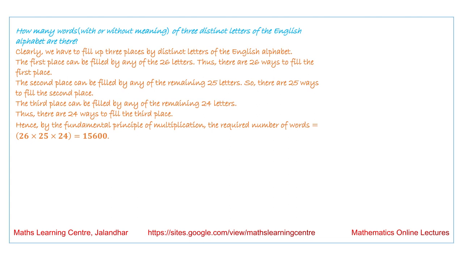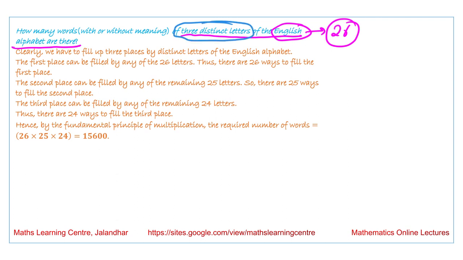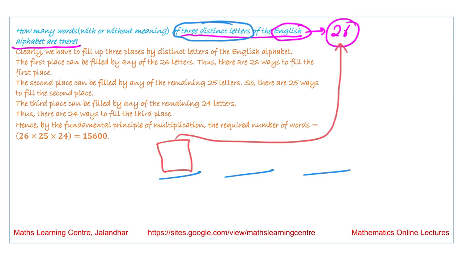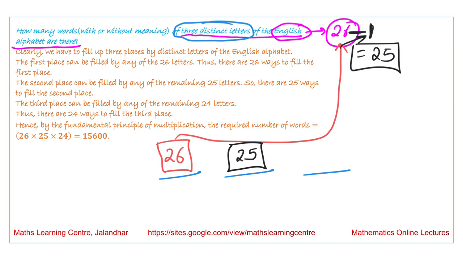Next is how many words with or without meaning of 3 distinct letters of the English alphabet are there. So the total number of alphabets in English is 26. And the letters we have to choose, it is given that there should be 3 distinct letters. And we are talking about 3-letter words. So for this first letter, the number of options we have is 26. When we are talking about this second letter, one of the letters is already chosen for the first place. So we are left with these 25 options.